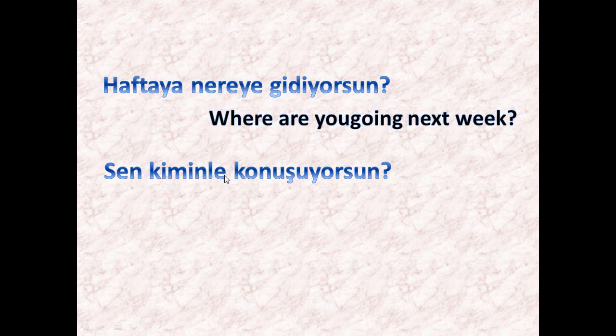Sen kiminle konuşuyorsun? Or we can omit sen here and only have kiminle konuşuyorsun, because sun belongs to sen, so we understand who the subject of the verb is. Kiminle konuşuyorsun means who are you talking to? Sen kiminle konuşuyorsun? Or kiminle konuşuyorsun?